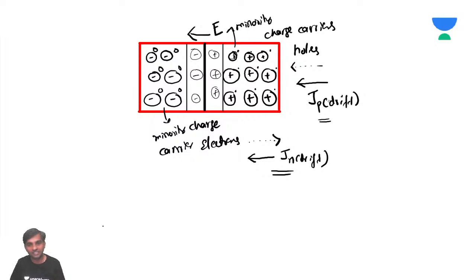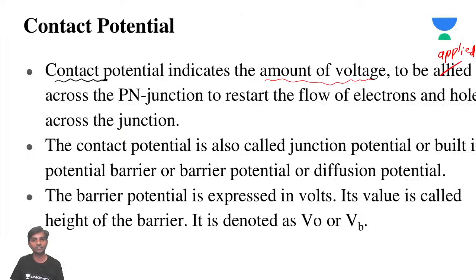The external voltage which is required to be applied so that the charge carriers from one region can jump to the other region is nothing but contact potential. So that means the flow of electrons and holes will happen across the junction. The contact potential is also called junction potential, built-in potential, barrier potential, or diffusion potential.